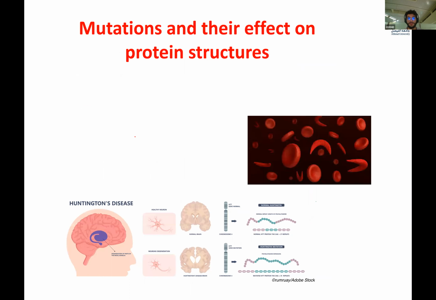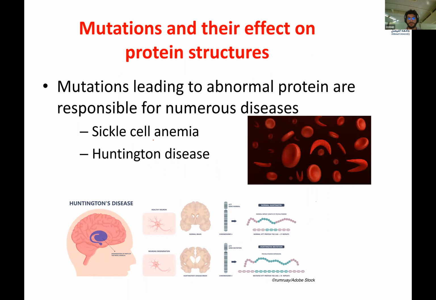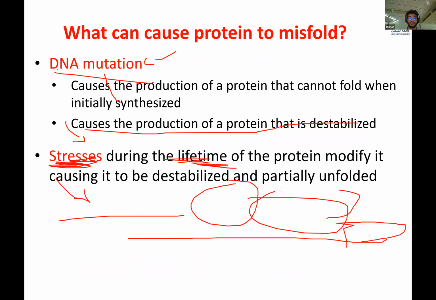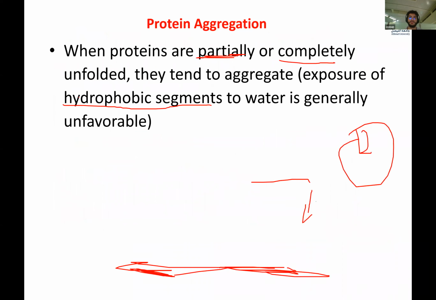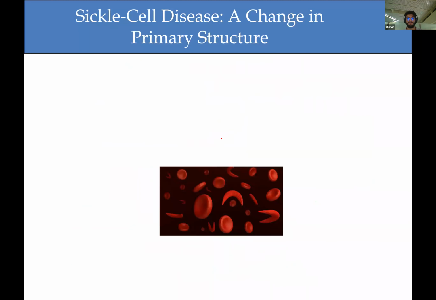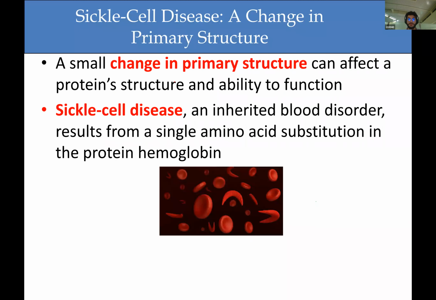Now, there's two specific diseases that are discussed here due to mutations. So remember, we talked about mutations and we talked about stresses and environmental factors. Now, there's two very well-known diseases that are caused by known mutations. First, we have sickle cell anemia, and the other one is Huntington's disease. This is a blood disease, and this is a neurological disease. So let's start off with sickle cell anemia quickly.